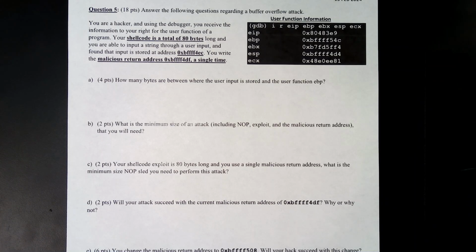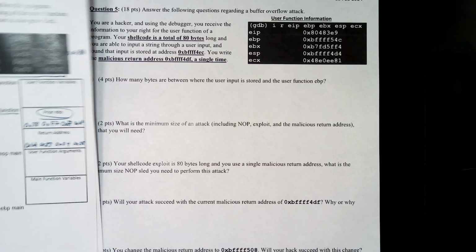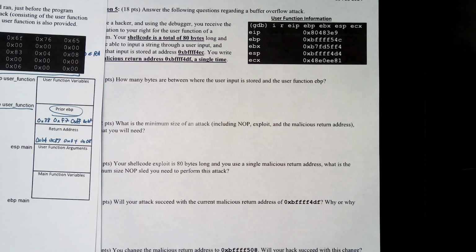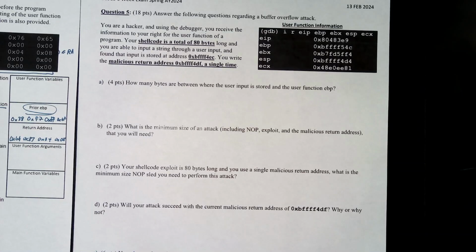We're trying to figure out what the stack looks like and does this attack work, and then some other details about it. So part A, how many bytes are between where the user input is stored and the user function EBP? So we have to look back actually. It's helpful to think about the prior question where we had our diagram of what's in memory. And these values aren't correct for this particular problem, right?